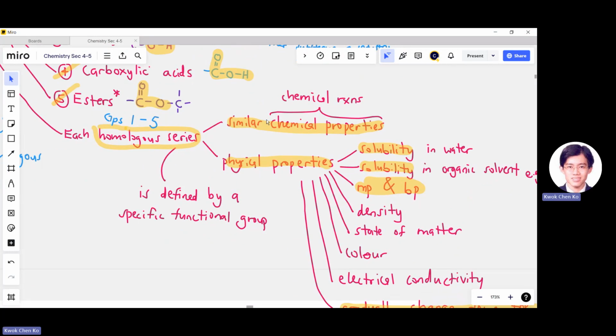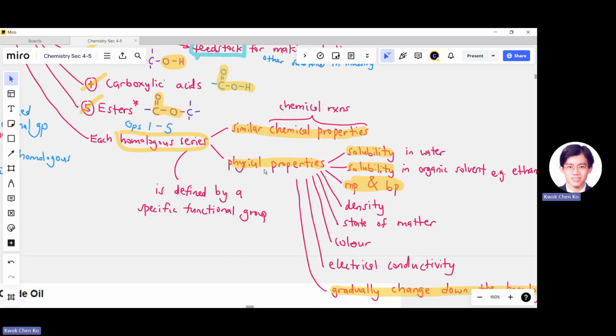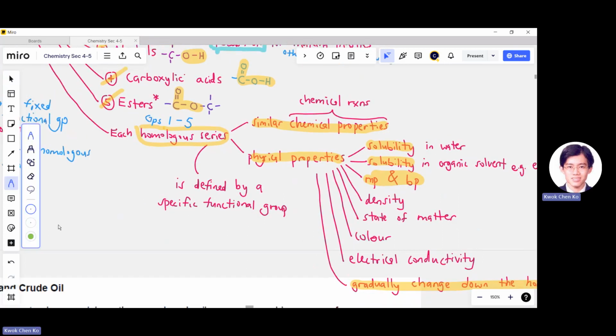Yep. Same chemical properties, but gradually changing physical properties down the group. But I want you to highlight one more. They are defined by a specific functional group. Okay, keep that in mind. They are defined by a specific functional group.